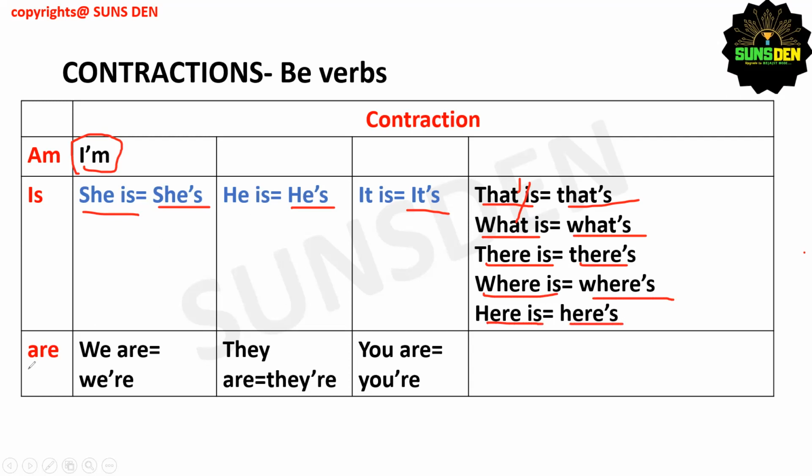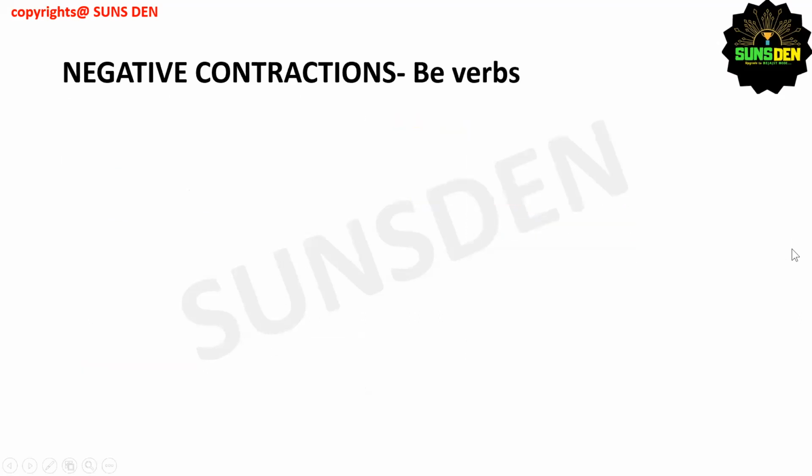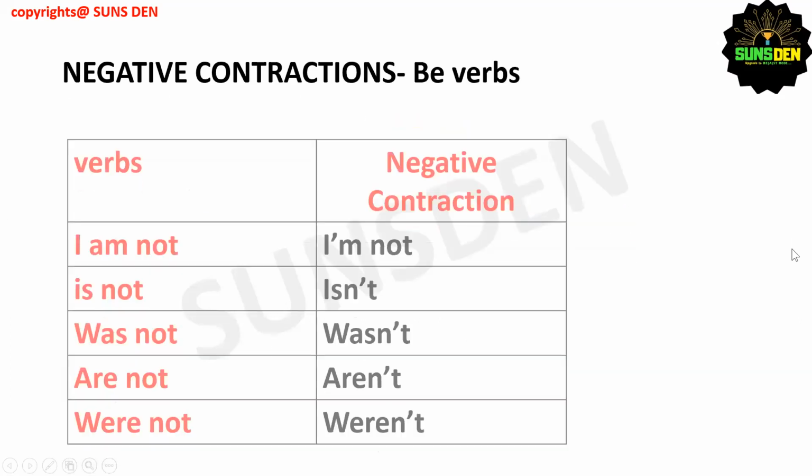Now the second verb we have is are, which is the plural for is. We are gives you we're. Now, A gets chopped off and then an apostrophe gives you we're. They are gives you they're. You are gives you you're. Now, I'm just clearing off all these things, and then let's move to the negative contraction.